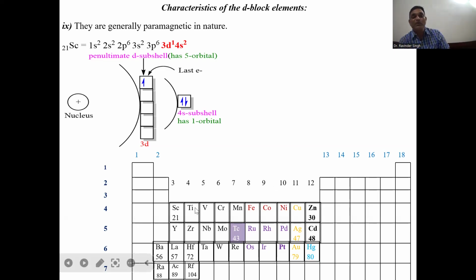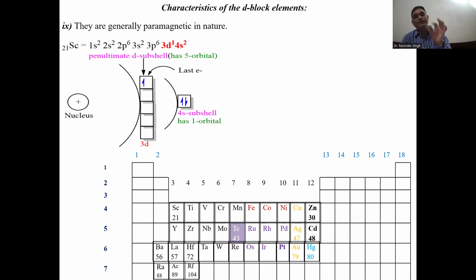You can see the number of unpaired electrons initially increases up to the middle, and then the number of unpaired electrons decreases due to the pairing of the electrons. Similarly, the paramagnetic nature initially increases up to the middle, and then after that pairing of the electrons takes place, so the paramagnetic nature decreases. So in that way you can explain the paramagnetic nature of the d block elements.